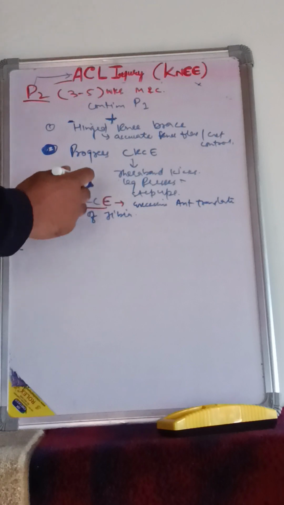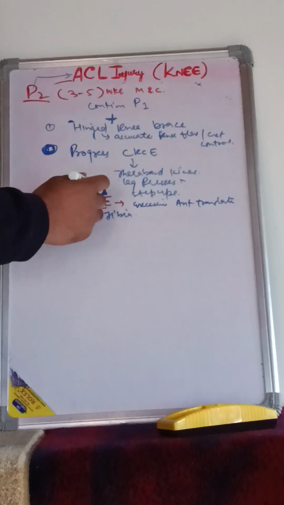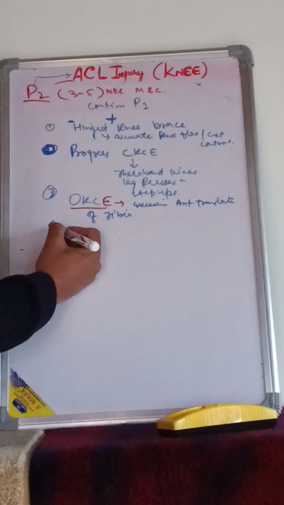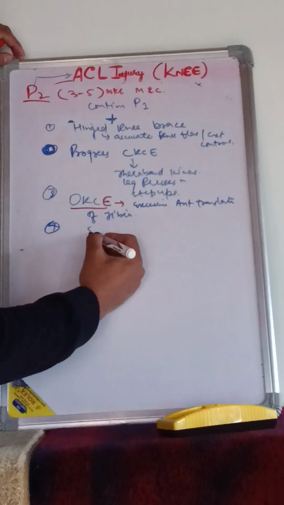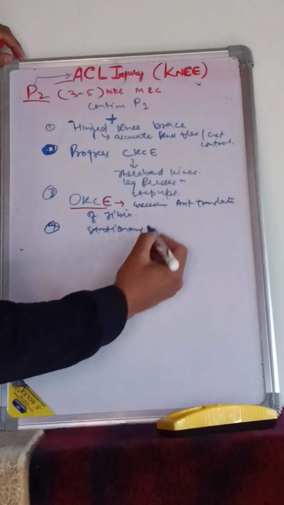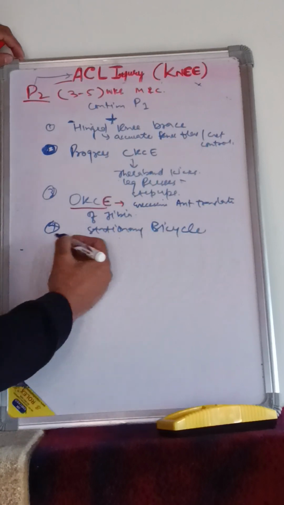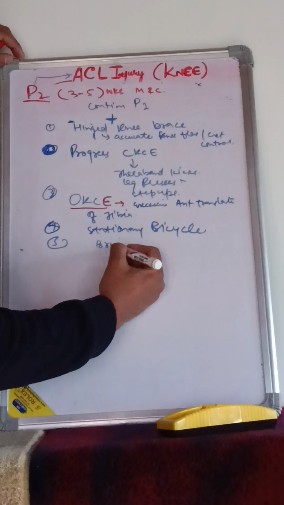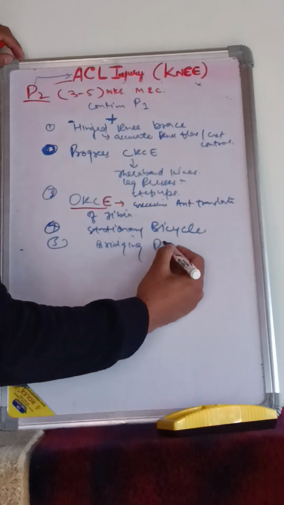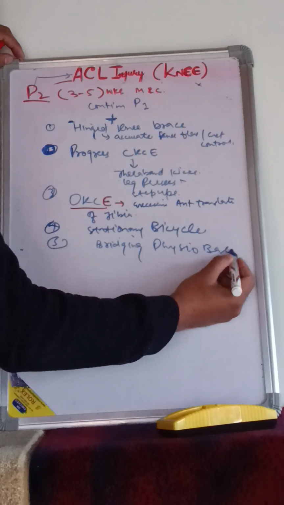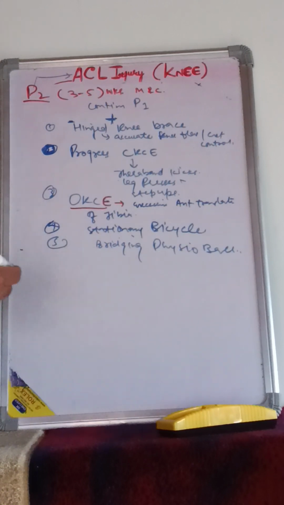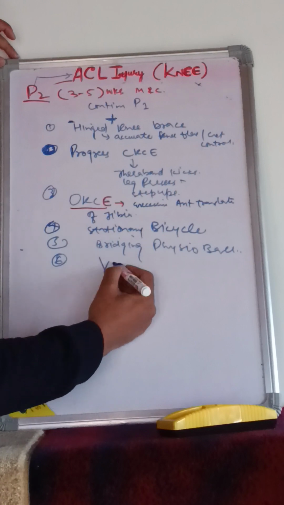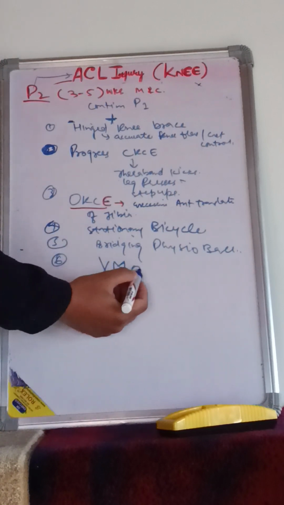That is why you have to keep caution here. This is the open kinetic chain exercise. So number 4, you can use a stationary bicycle. You can also use physiotherapy bridging exercises on a physiotherapy ball. You have to strengthen the VMO, vastus medialis obliquus muscle.